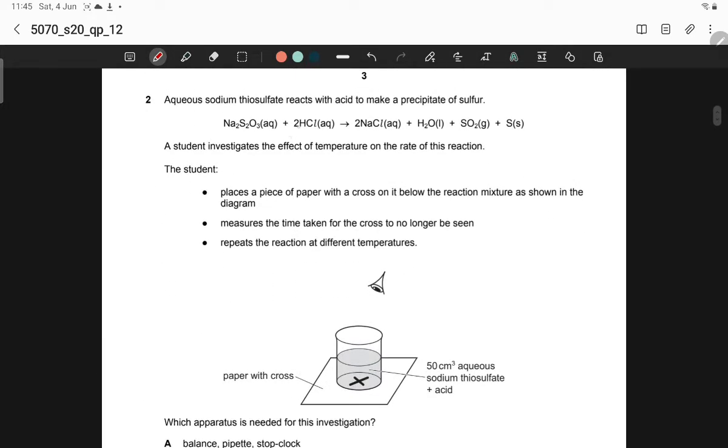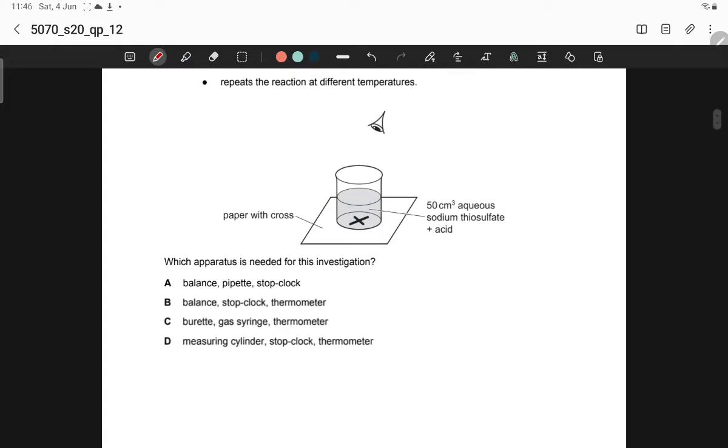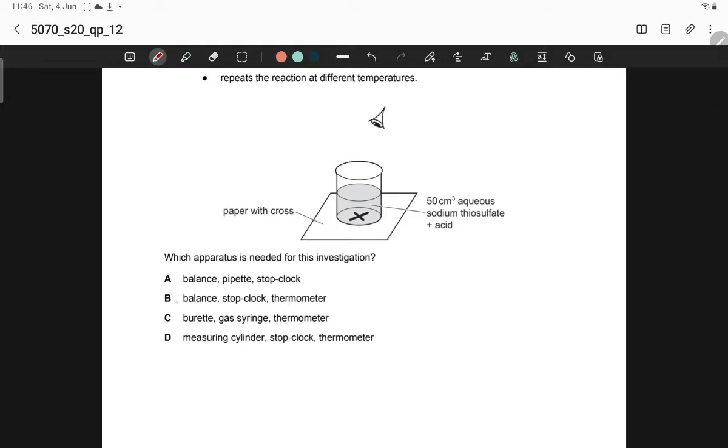Aqueous sodium thiosulfate reacts with acid to make a precipitate of sulfur. A student investigates the effect of temperature on the rate of this reaction. Increasing temperature increases the rate of reaction. The student places a piece of paper with a cross on it below the reaction mixture as shown in the diagram. Measure the time taken for the cross to no longer be seen. Repeat the reaction at different temperatures. Which apparatus is needed for this investigation?